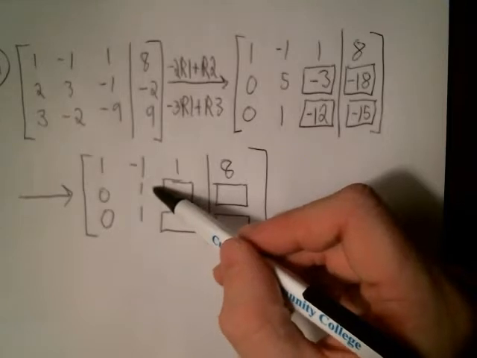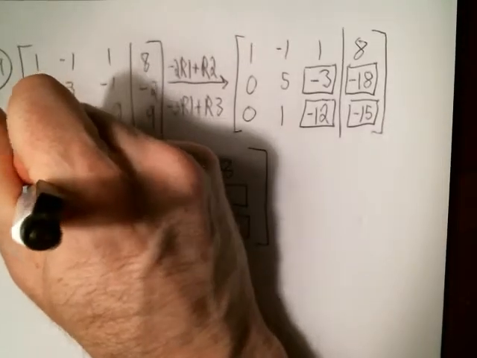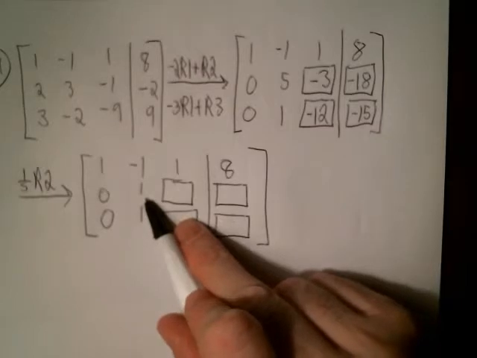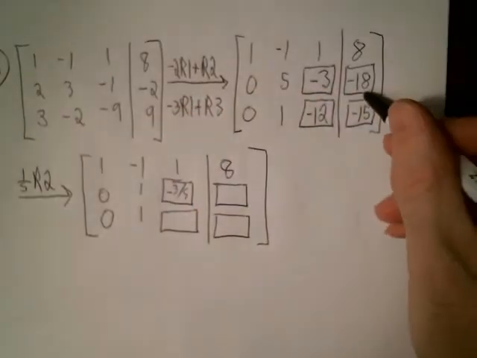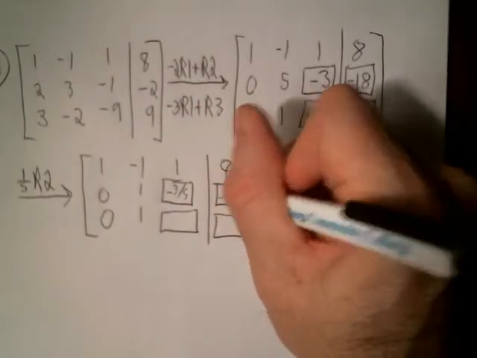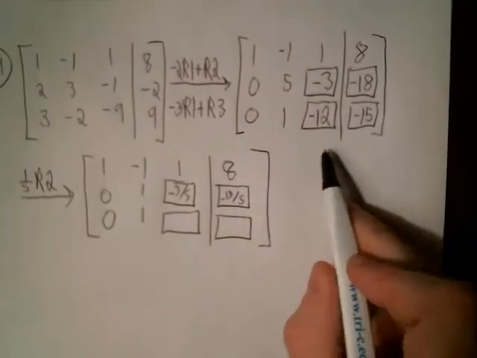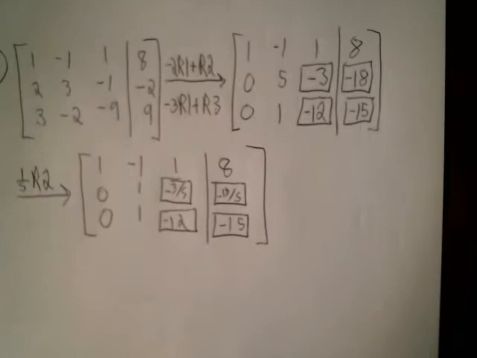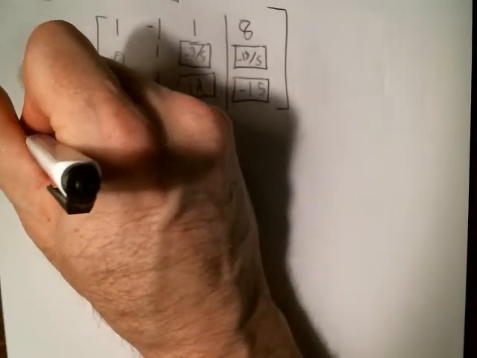Now they want a 1 in this position. So it looks like they probably multiplied this by 1/5. So 1/5 times row 2. I would have 1 there. 5 times 1/5 is 1. And then -3/5. And then 1/5 times negative 18 is negative 18 fifths. And then it looks like they didn't do anything here. So this is just negative 12 and negative 15. Okay, so now let's actually try the Gaussian elimination, solve the system using Gaussian elimination.